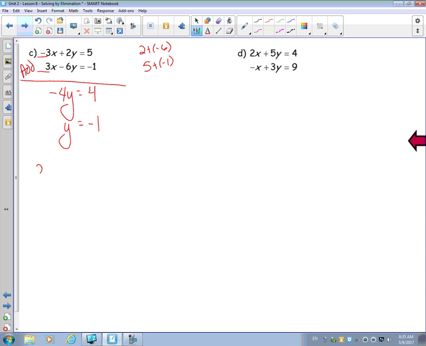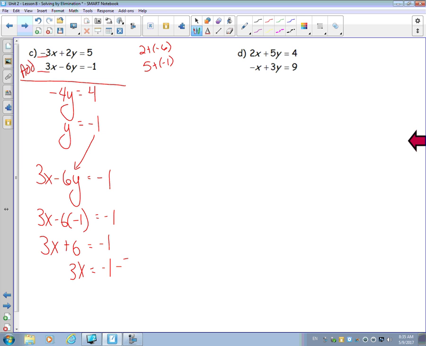Okay, I'm going to pick one of my equations. I'm going to pick the bottom one. I'm going to replace the y. Y is negative 1. I'm going to get rid of my brackets. I'm going to solve this. So numbers on one side and letters on the other. I'm going to bring the 6 over to the other side, right here. That gives me negative 7.